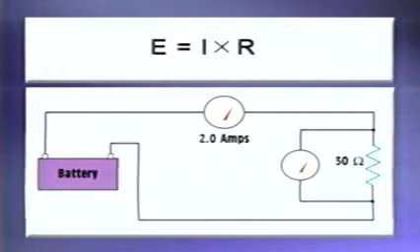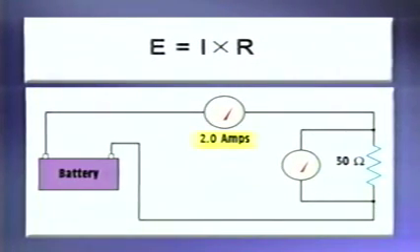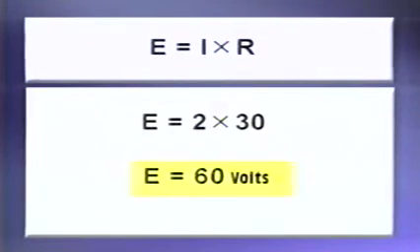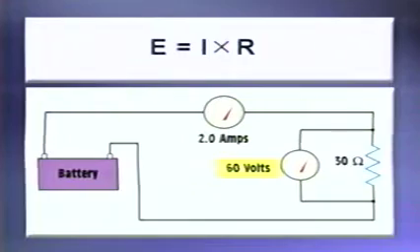Substitute the circuit values for the corresponding letters in the formula. The letter I becomes 2 because there is a current flow of 2 amperes in the circuit, and the letter R becomes 30 because the resistor has a value of 30 ohms. Multiply 2 amps times 30 ohms. The answer is 60 volts.